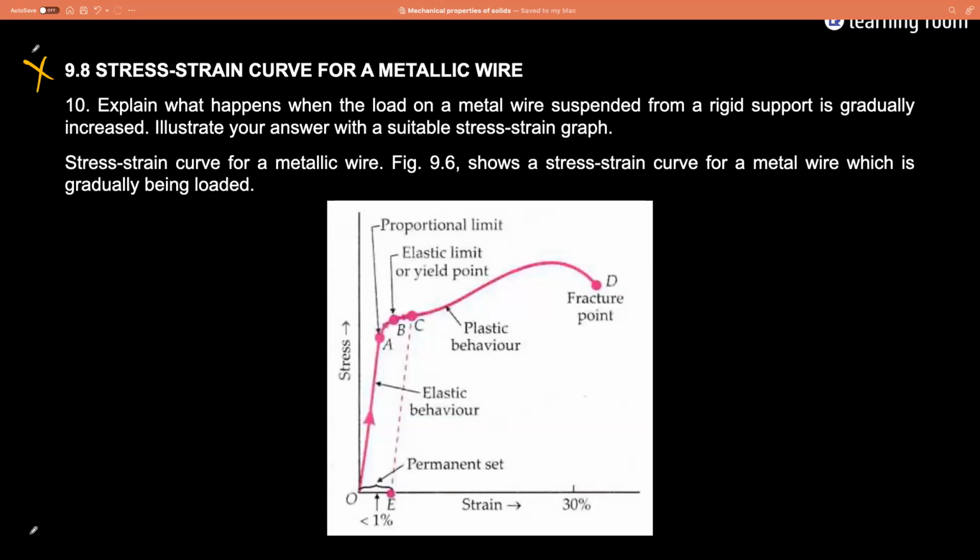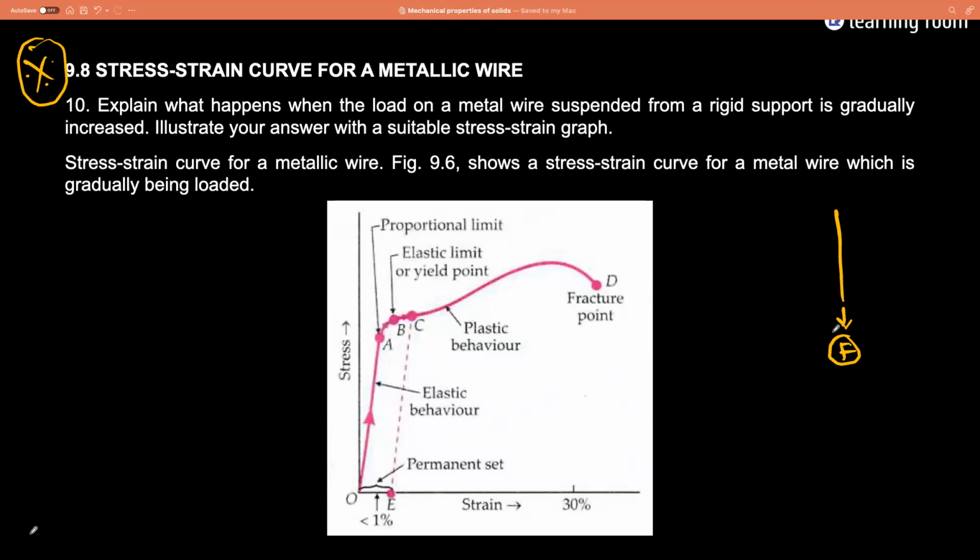The next important concept, so mark it as important, is the stress strain curve for a metallic wire. So now the question is, if I have a metallic wire, at the other end, if I suspend a load and I keep increasing the value of it, how is the relation between stress and strain going to change?